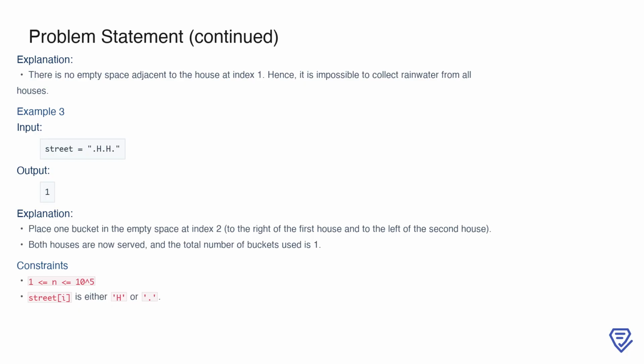Moving on, the constraints of the problem remind us that the length of street can be as large as 100,000, and every character in the string will always be either H or dot. This means our solution needs to be efficient and capable of handling very large inputs while adhering to the rules of adjacency and exclusivity for bucket placement.